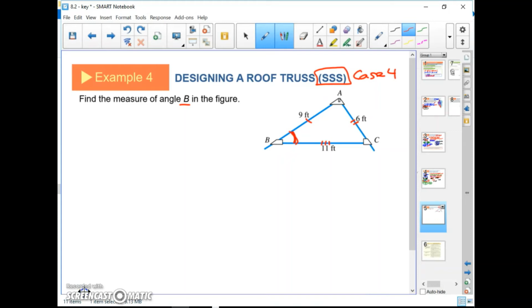But here's how the setup goes. We're finding angle B, so match it up with its part. Angle B is going to go with that side 6, 6 feet. And so when we set up, it's going to be 6 squared equals. The other two don't really matter what order.